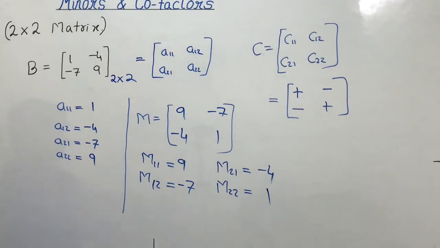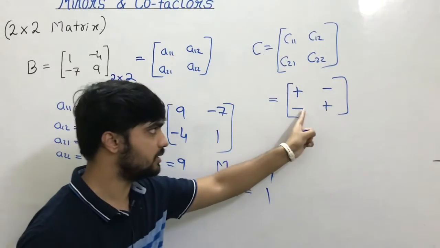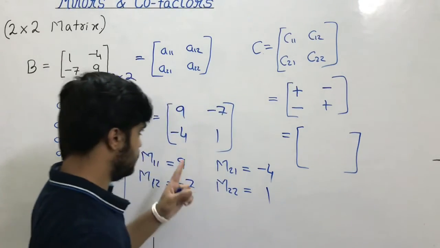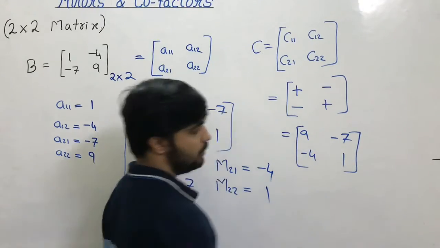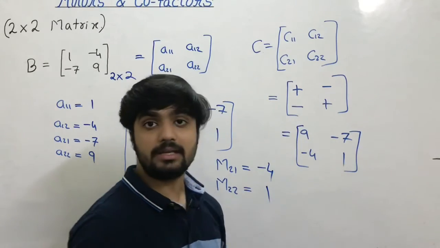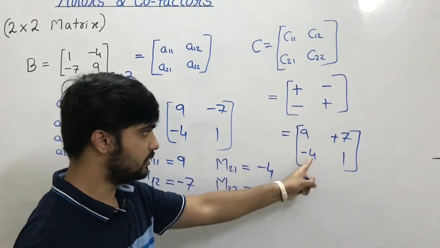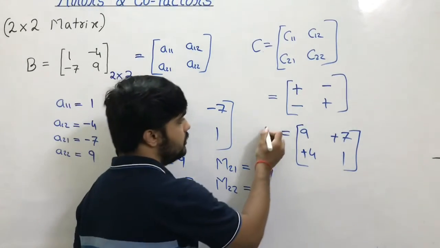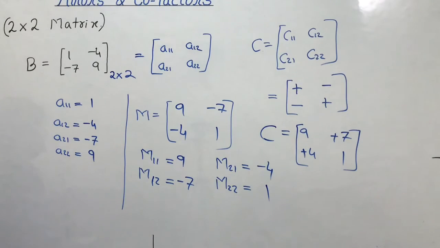Now you know how to write the cofactor matrix. You just have to change the signs of this position and this position, that is odd. So we can write the given minor matrix as it is: 9, minus 7, minus 4 and 1. So 9 will be as it is. Minus 7 will get converted to plus, because minus minus is plus. Then this position will also become plus, and this one as it is. So this is your matrix of cofactors. Okay, now let us see a 3 by 3 matrix.